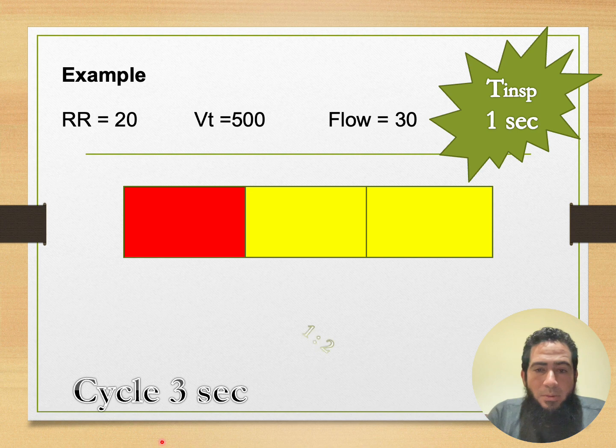So the IE ratio will be 1 to 2, 1 second inspiration and 2 seconds expiration. Okay? All right. Let's get the second example.